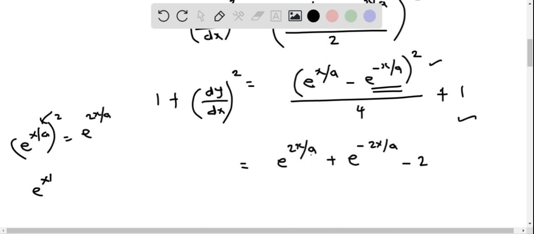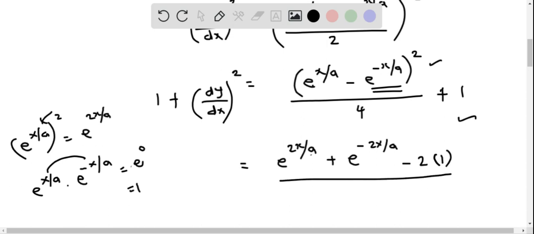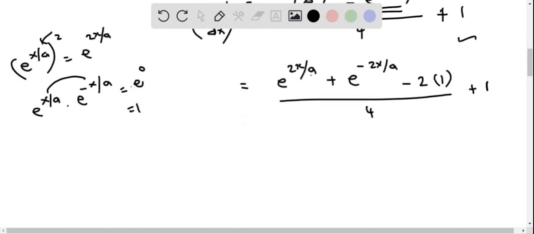That is e raised to the power of x by a times e raised to the power of negative x by a. So when you add these powers, this will become 0. So e power 0 will become 1. This is e power 0, this equals 1. So we will write negative 2 times 1, divided by 4, plus 1. Now we will simplify this fraction.